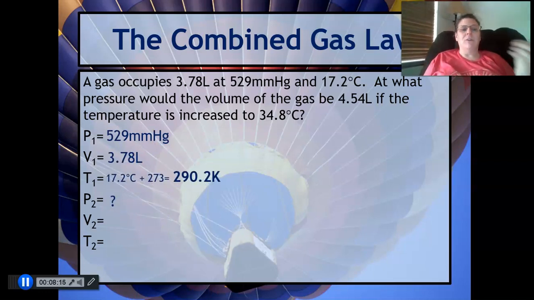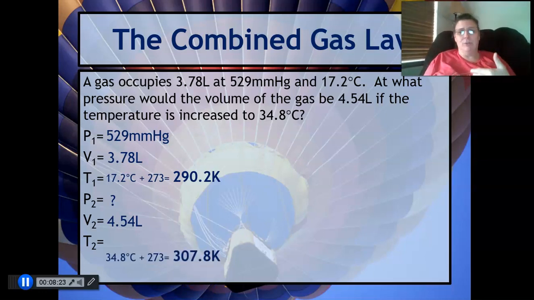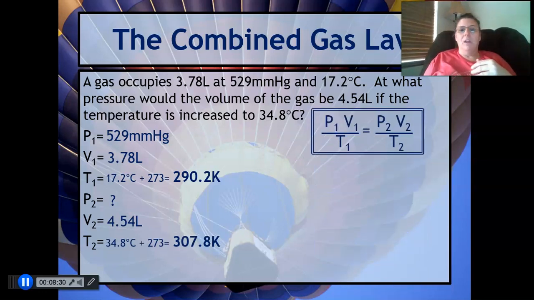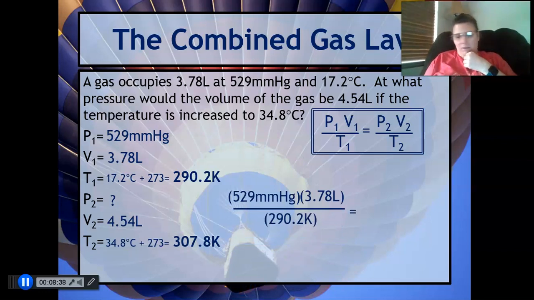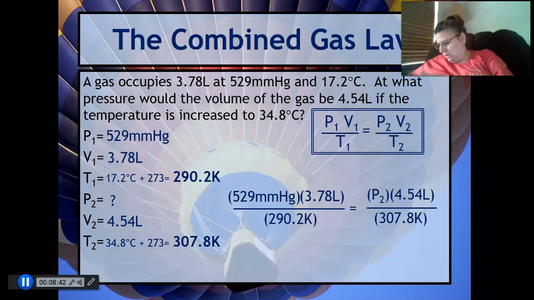We do have to make sure that our volumes are the same units. If I notice in here, I have liters and liters, so I'm good here. I still am going to change my temperatures, just like I did in the other laws. You notice I changed all my temperatures. Here's my formula. My moles are going to be the same, so I'm going to keep everything exactly the same on that part. All right, I'm going to plug in all my values.